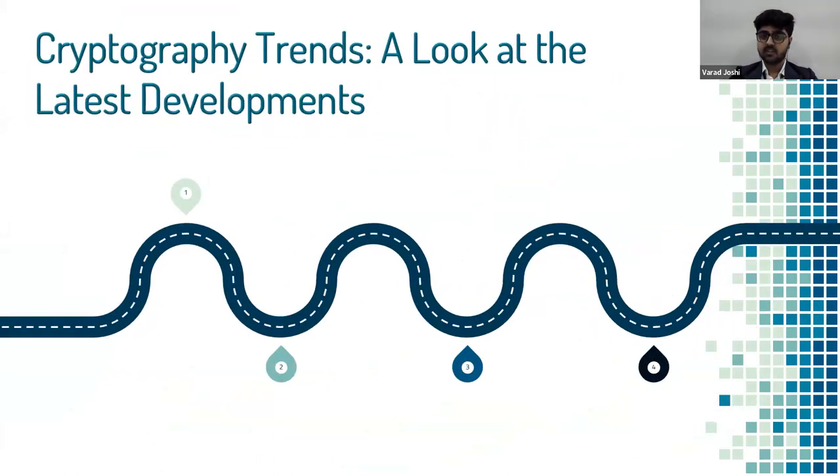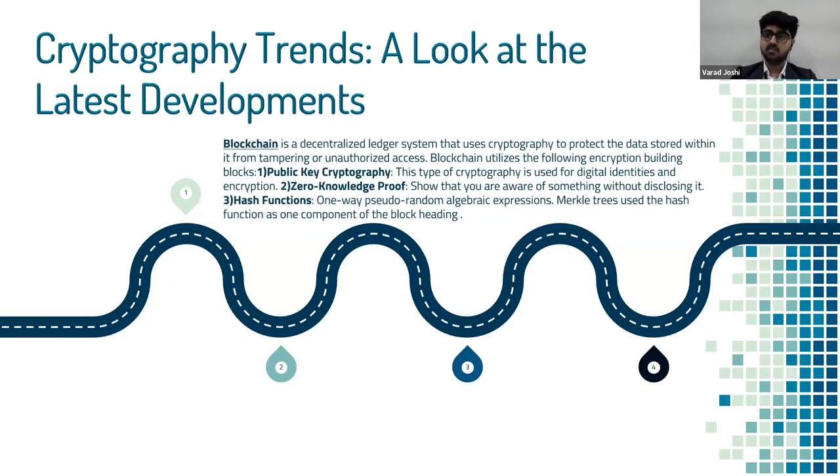Now, if we talk about the trends, the first trend that comes to mind is blockchain technology. As you all know, blockchain is a decentralized ledger, which is nearly impossible to tamper with. There are basically three different methods in blockchain technology which can be used in cryptography.